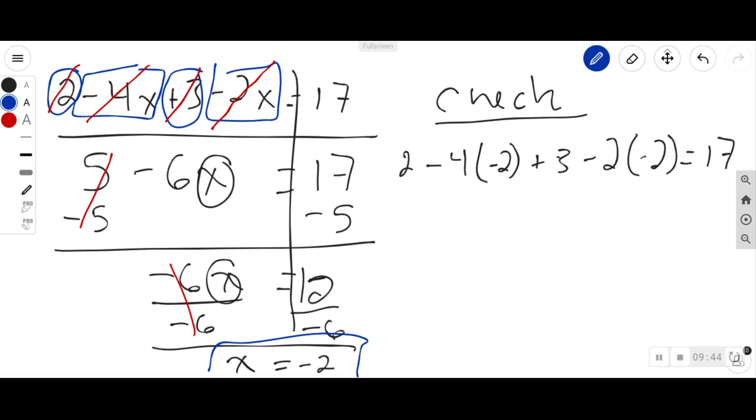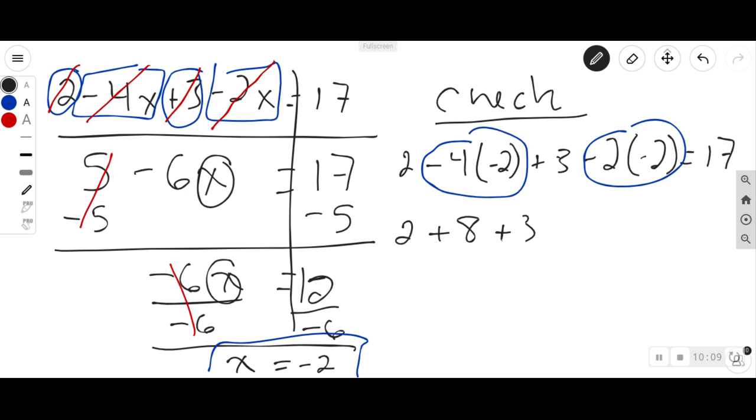Again, I've got two things I can do here. I can deal with that and that at the same time. Since they're not touching each other, we can do them at once, which is what I'm going to do. Again, it's a shortcut. You don't have to. You can do each one separately, but the shortcut can be very helpful. Negative 4 times negative 2 is positive 8. Then we have plus 3, negative 2 times negative 2, plus 4, equals 17.